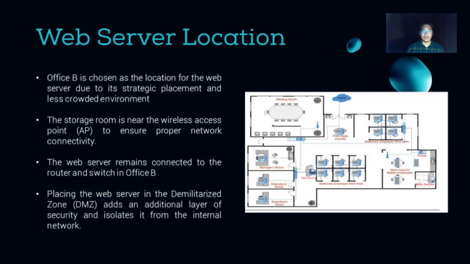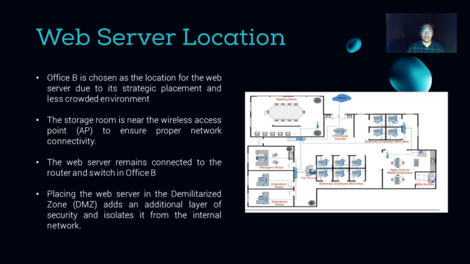Next is the web server location. Office B is chosen as the location for the web server due to its strategic placement and less crowded environment. The storage room in Office B, which has no windows, is selected to house the web server. Considerations such as installing air conditioning and proper air ventilation are necessary to maintain a cool temperature for optimal server performance. The storage room also is near the wireless access point, AP, to ensure proper network connectivity.